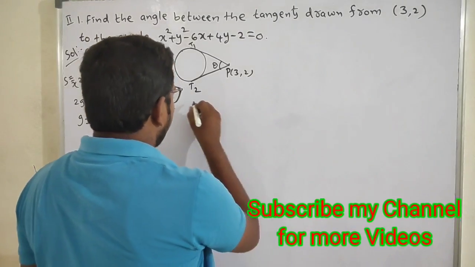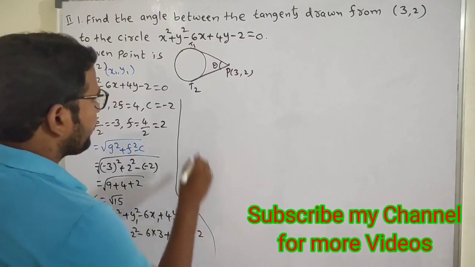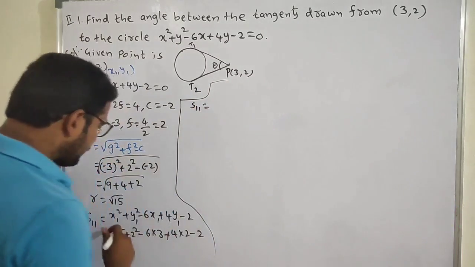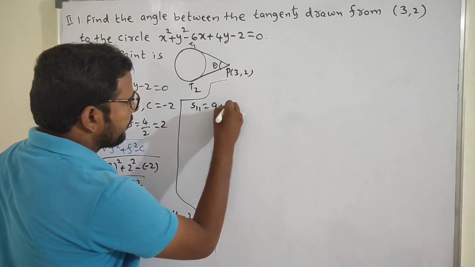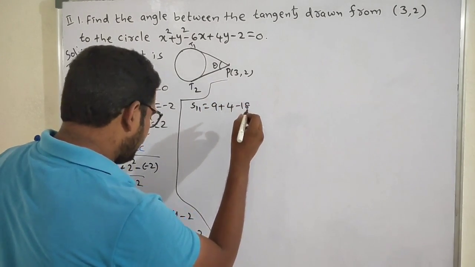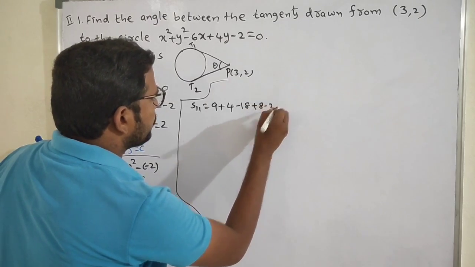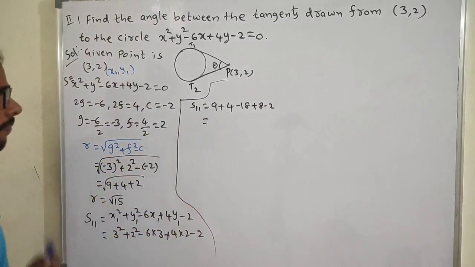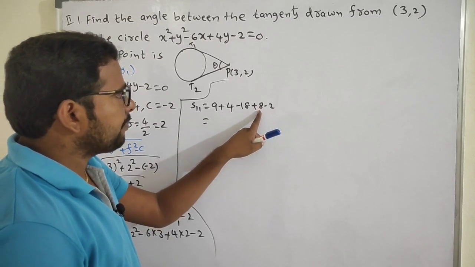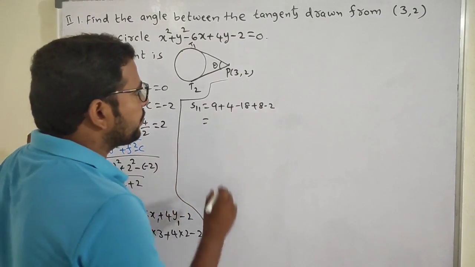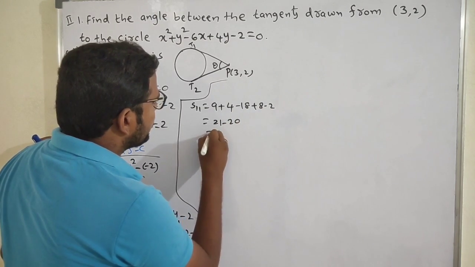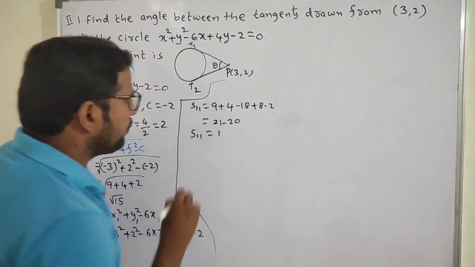So S11 is equal to 3 square, that is 9, plus 2 square, that is 4, minus 6 into 3 is 18, minus 18, plus 4 into 2 is 8, minus 2. So 9 plus 4 is 13, plus 8 is 21, minus 18, minus 2, that is 1. So S11 is equal to 1.